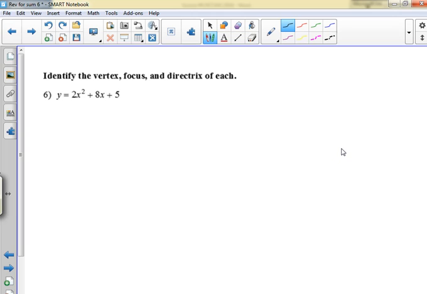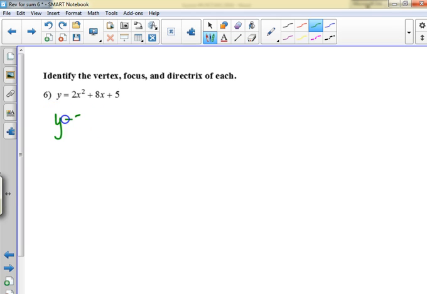Identify the vertex, focus, and directrix of this one. What do we have to do here? Complete the square, and there's a 2 in front of the x. Anybody remember how this goes? Yes, but the 2 doesn't come out of the 5, so I'm going to go ahead and move the 5 over the other side first. Is that okay with everybody?